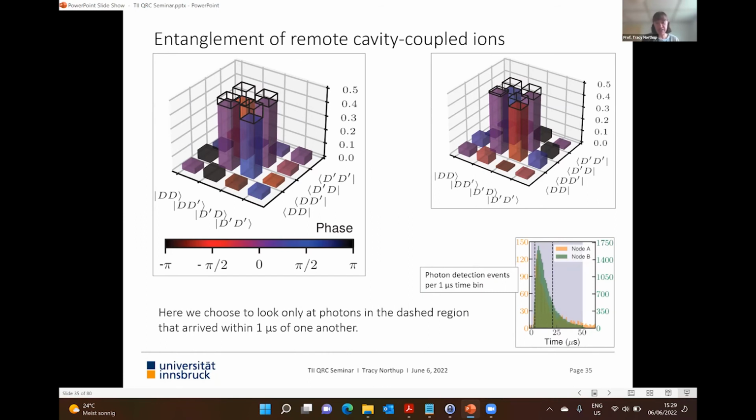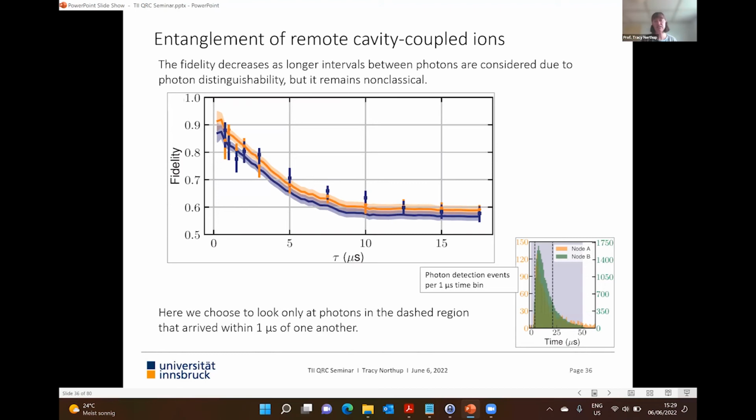I want to let you know that we window the region of the photons that we detect. We look at photons that arrive just within 1 microsecond of each other, and that allows us to get a higher entanglement fidelity, although it is at the cost of the overall number of entanglement events. So we have a trade-off between the fidelity and the number of entanglement events, and we can choose to have more events but a lower fidelity if we want.